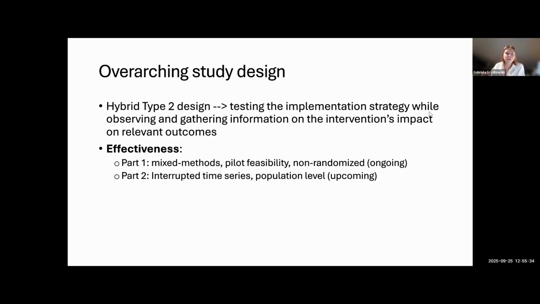So, an overview of the overarching study design. It's a hybrid type 2 design that we decided to go with. So we're testing the implementation strategy of creating and using this knowledge brokers network across Canada, while also testing, observing and gathering information on the intervention's impact on relevant outcomes.